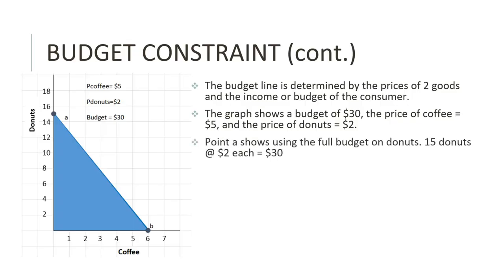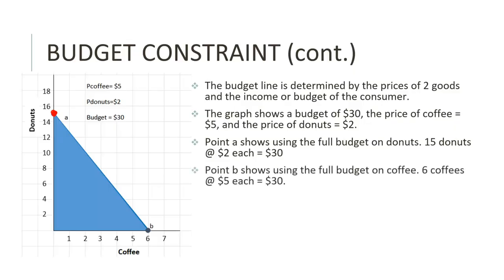Point A up here, hitting our donut axis, shows using our full budget on donuts. So we have $30, donuts are $2 each, we can purchase 15 donuts. Point B down here represents using the full budget on coffee. So we can buy 6 coffees at $5 each. That's going to use our full budget of $30.